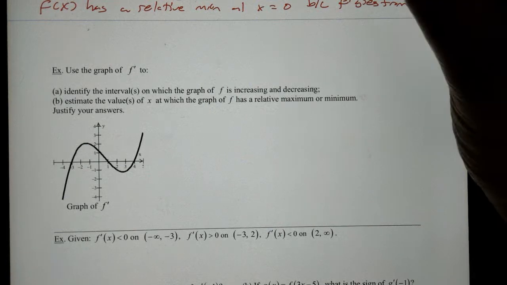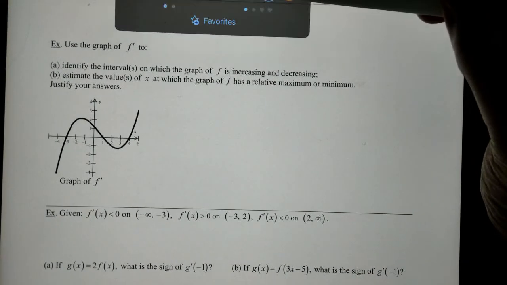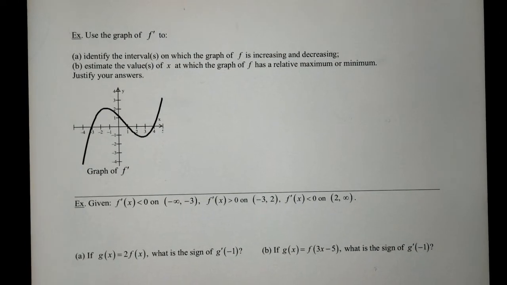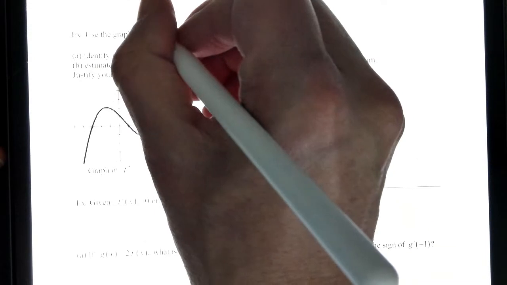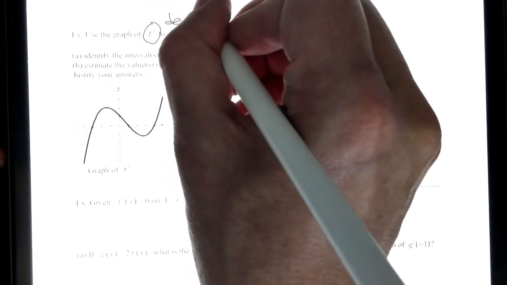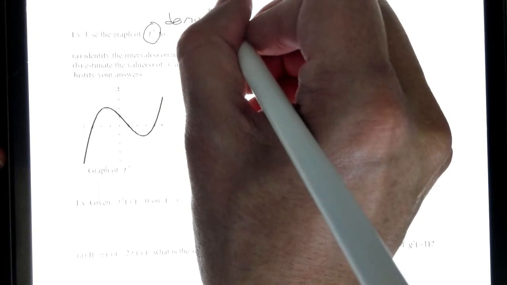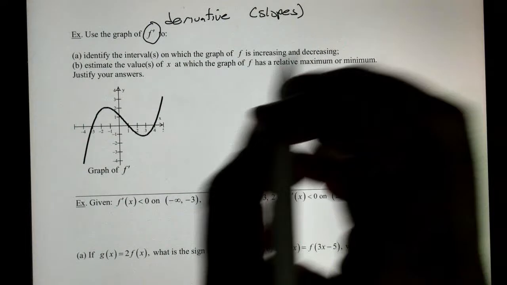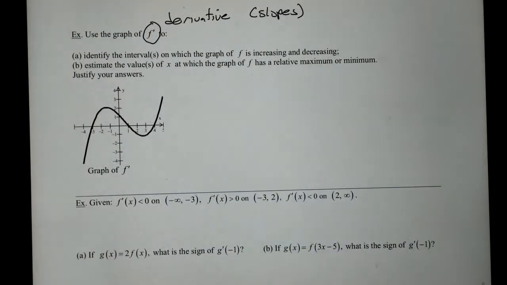Alright, here's a really neat problem. In this example, take a look. They're giving us the graph of the derivative. This is interesting. They're giving us the derivative graph this time. In other words, they're giving us the slopes. Be careful, this is not the function, so how we solve it is going to be a little bit different.